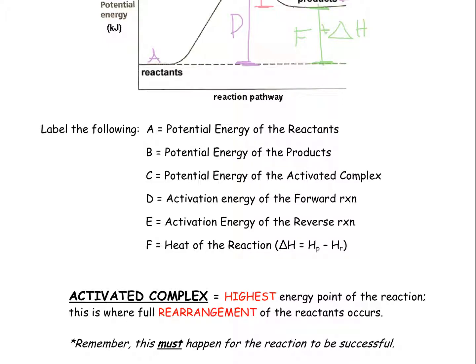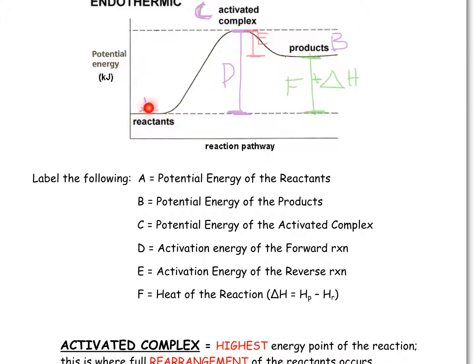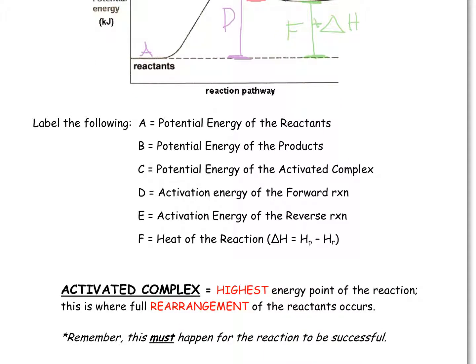Now to define the activated complex, the thing that sits at the very top of the activation energy. The activated complex is the highest energy point of the reaction. This is where we have a full rearrangement of the reactants. We have enough activation energy to reach this peak, and at this peak we have now broken all the bonds holding everything together, and we have a full rearrangement occurring. Remember, this must happen for the reaction to be successful. We must break all of our starting bonds to form all of our new bonds.